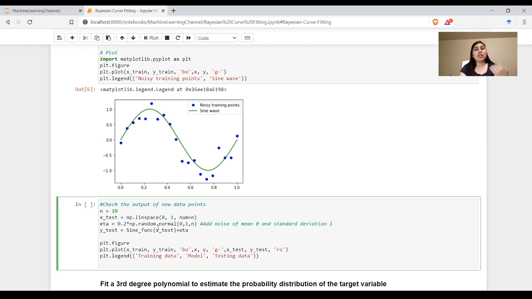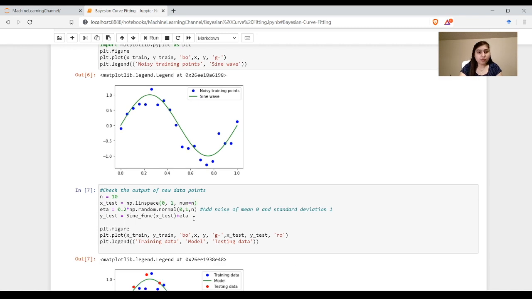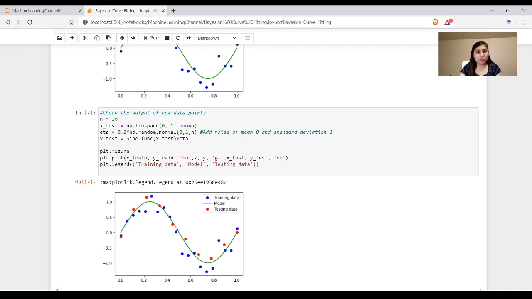Then we also need some testing points which we will sample in the same way as we sampled the training data. So we'll again use np.linspace 0 to 1 because the points will range between 0 to 1 and the number of points here are 10, which we are showing as red dots, and it's again coming from the sine function along with the random noise with mean 0 and standard deviation 1.